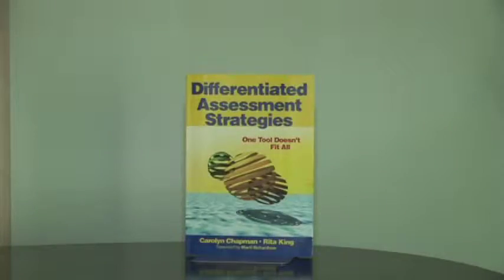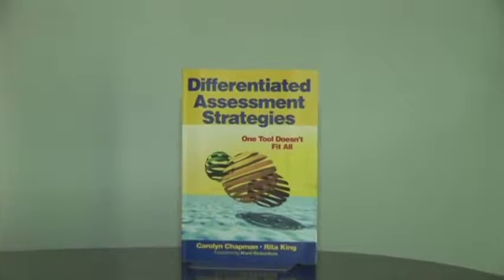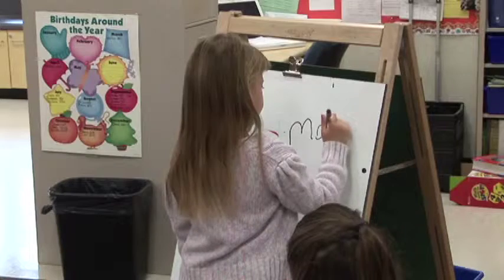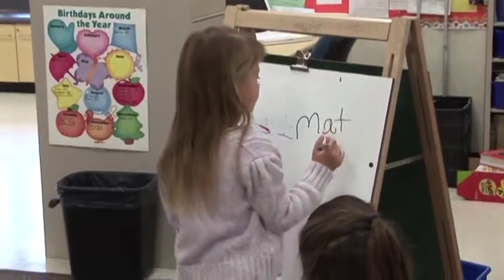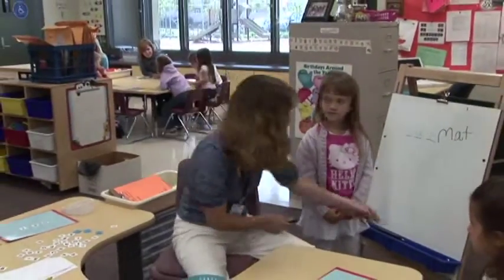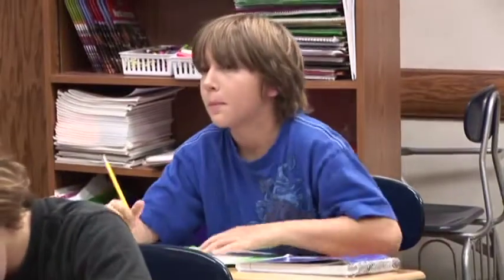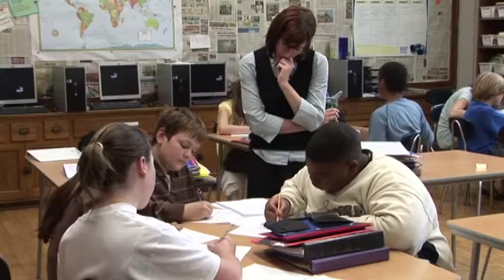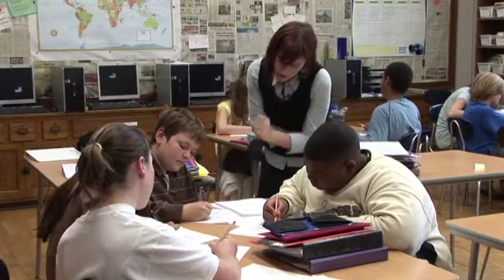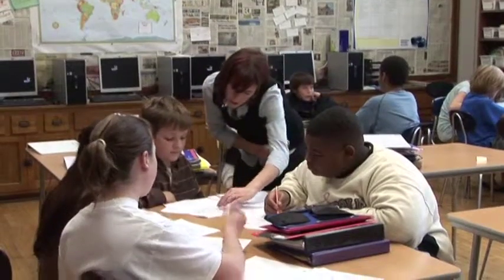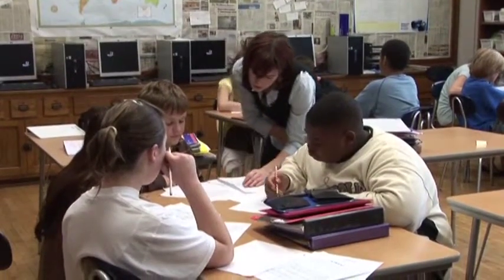As Carolyn Chapman and Rita King point out in their book, Differentiated Assessment Strategies, teachers can use a number of both formal and informal tools to assess student progress after instruction. Tests are a traditional form of post-assessment, but informal observation and questioning can also provide valuable information about immediate and future instructional needs of learners.